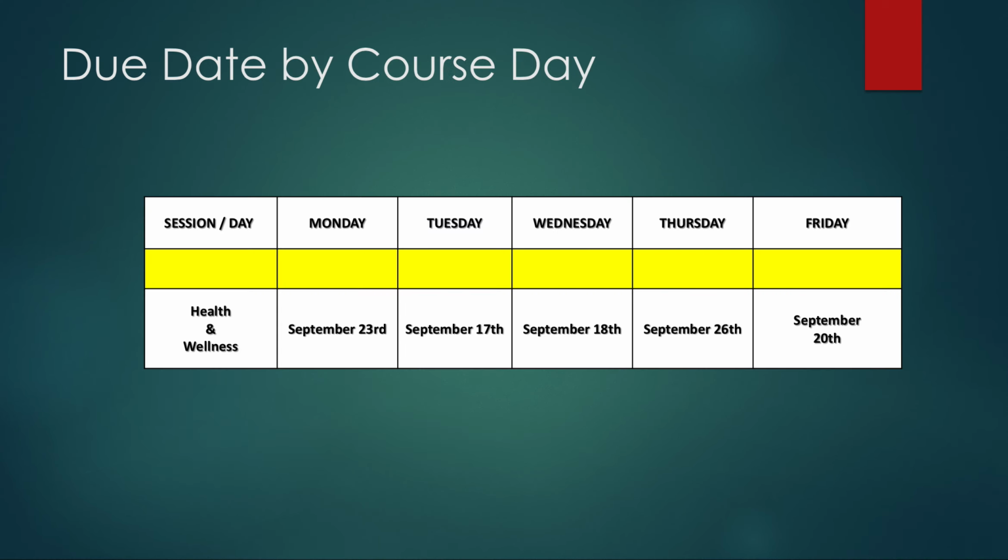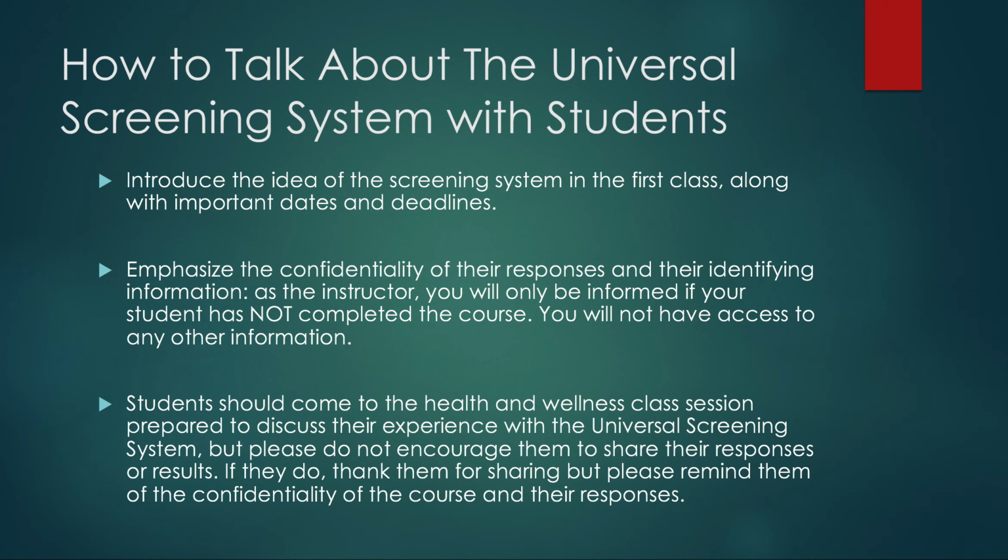So, to give you an idea of the soft due date, the health and wellness class schedule is as follows. For Monday classes, it's September 23rd, Tuesday, September 17th, Wednesday classes, September 18th, Thursday classes, September 26th, and Friday classes, September 20th. And again, that's the soft due date with a firm due date of September 30th.